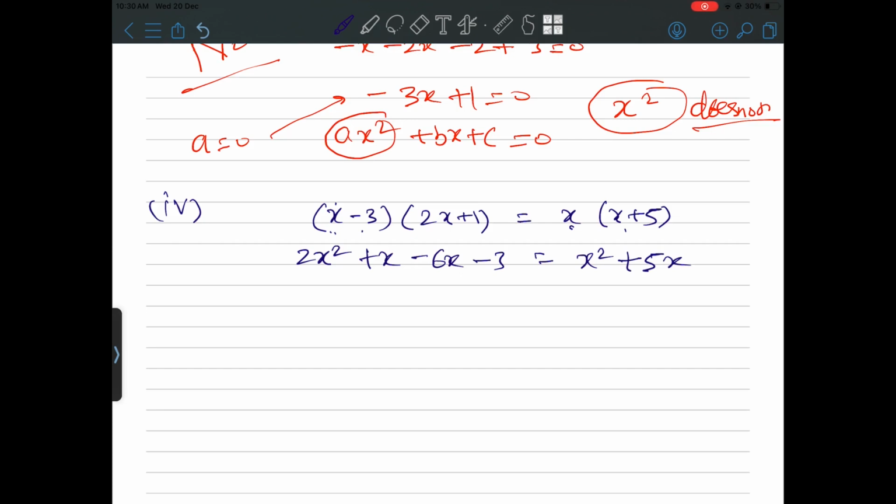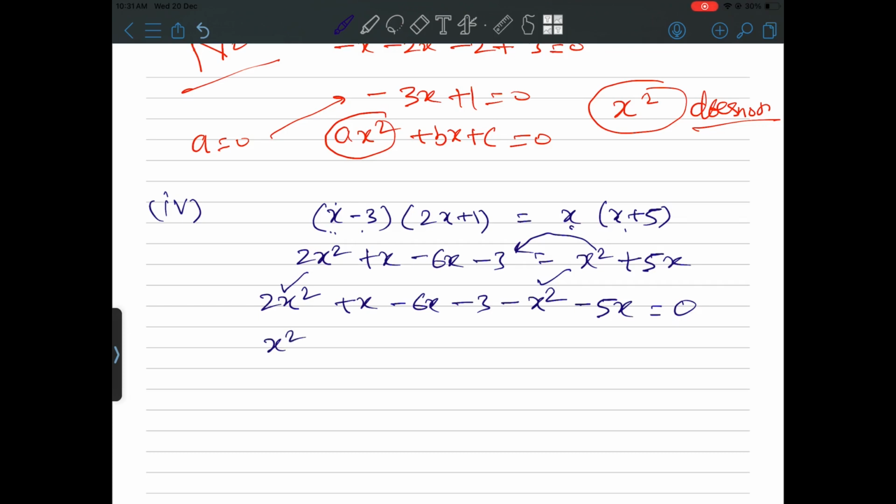Now, what we will do? We will shift or move all the terms from right to left hand side, right? So what will happen? 2x square plus x minus 6x minus 3 minus x square minus 5x is equal to 0. Now identify the x square terms, right? So we see that we have x square here, x square here. If you add them, it becomes x square because this is a minus x square. So this becomes x square.